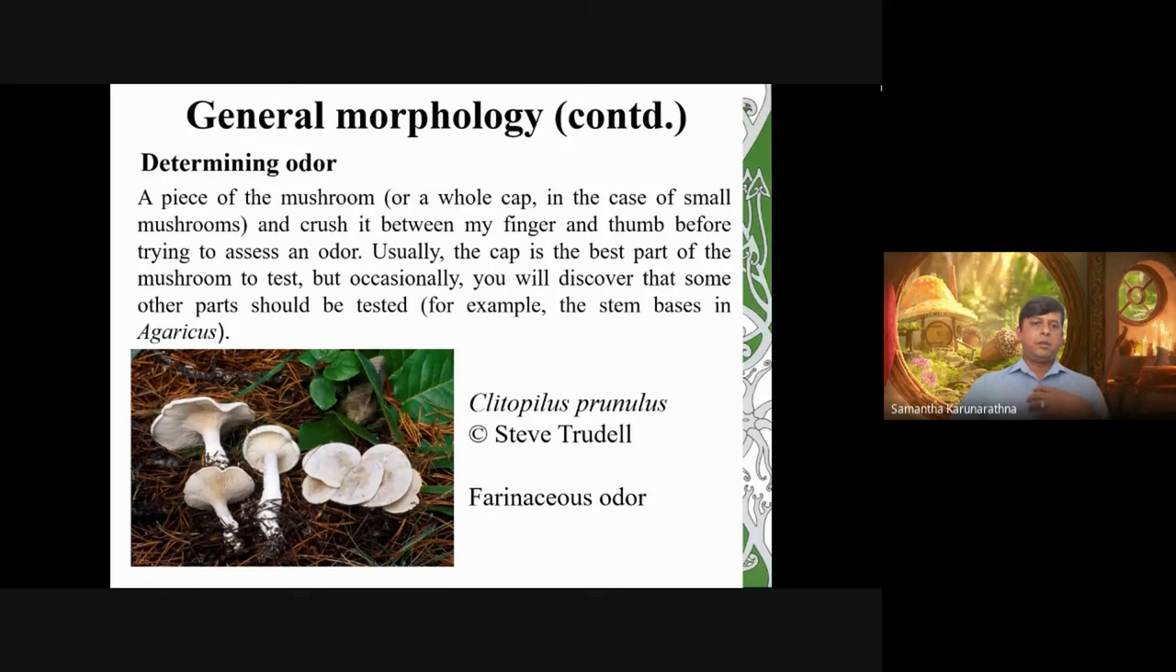In mushroom description, odor is an important character. So you need to check the odor of the mushroom when you find one. Some mushrooms have very unique odors. For example, Clitopilus prunulus has a farinaceous odor. Farinaceous means like a flour odor. When you smell some mushrooms, you can identify some specific groups of mushrooms, for example, this Clitopilus. Next one, please.